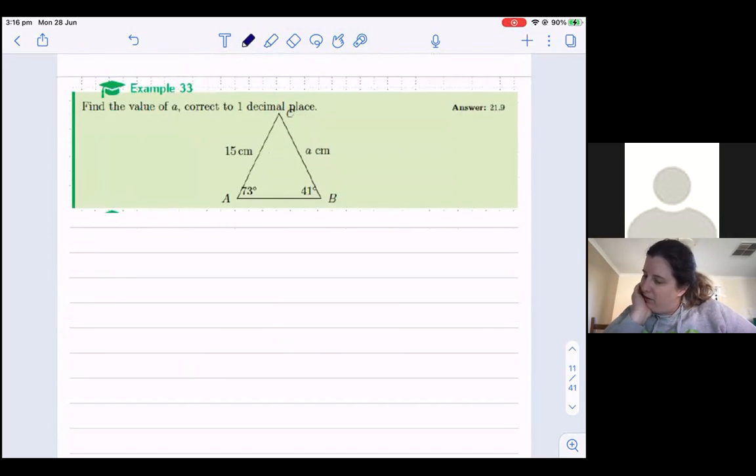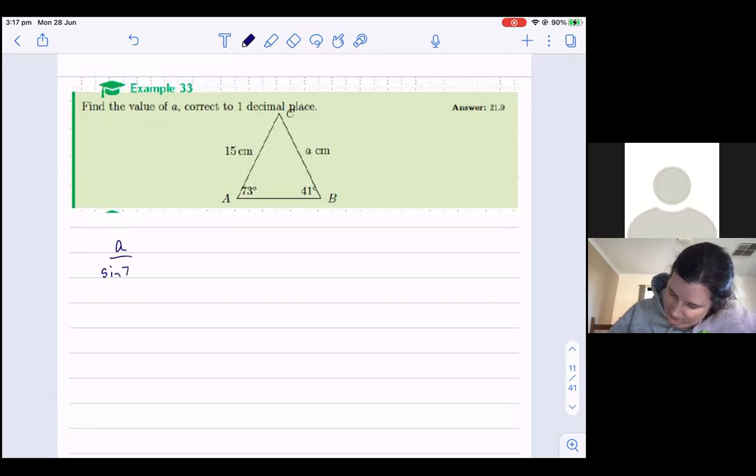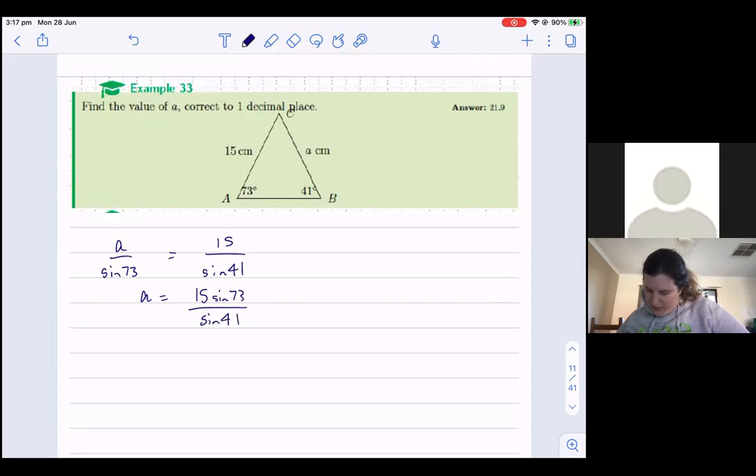Okay, the value of this one, we're going to use the sine rule. So we know that a on sine 73 is the same as 15 on sine 41. So this is nice and easy. We've just got 15 sine 73 over sine 41, calculated back in degrees. So we've got 21.9 centimeters.